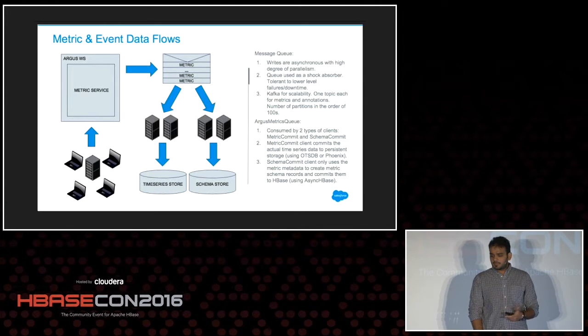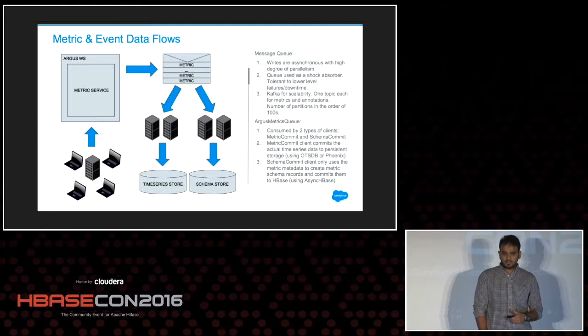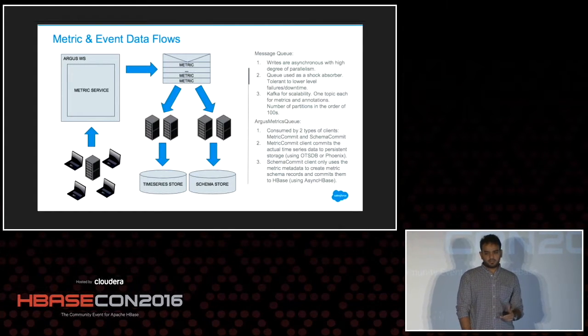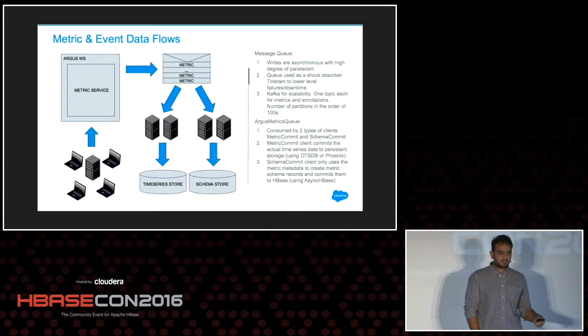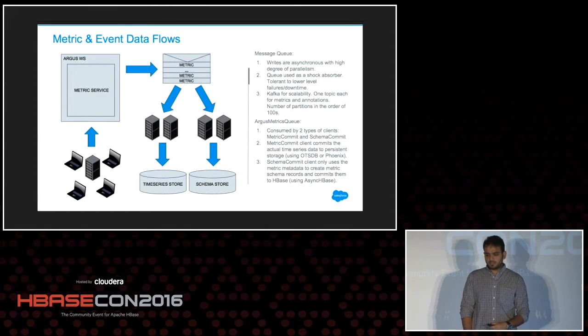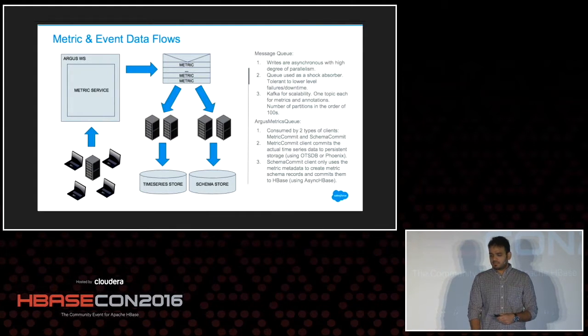There's something special with Argus, especially with the Argus metric queue, in the sense that it is consumed by two different types of clients. One of them is the metric commit client that I already mentioned, that polls the queue, dequeues all the metrics, and then commits them to the persistent TSDB storage. The other type of client is a little special. It's called a schema commit client.